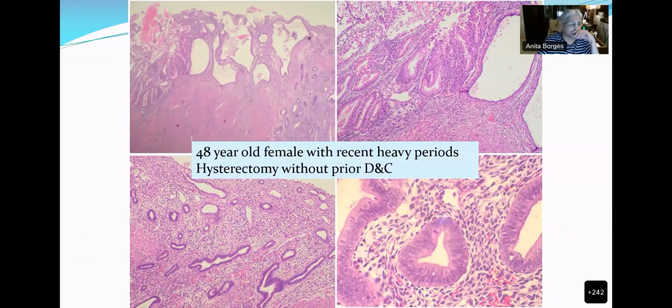Okay, now here is another one. Now who wants to take this? Mansi, you're next in my line. 48-year-old female with recent heavy periods, and there was a hysterectomy without prior D&C.